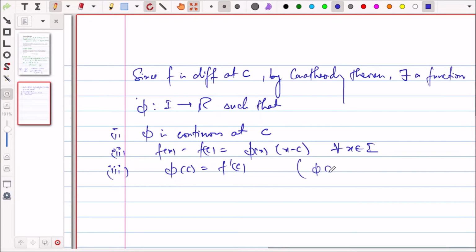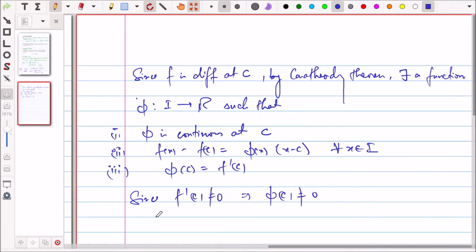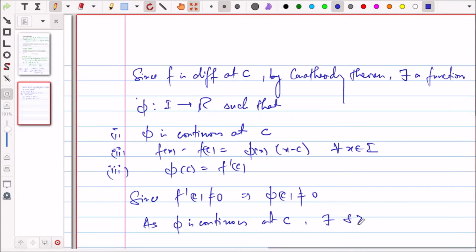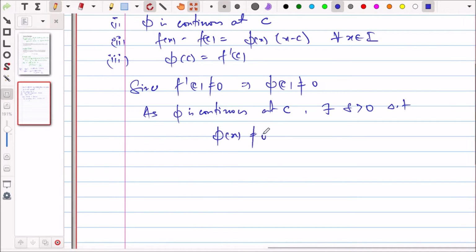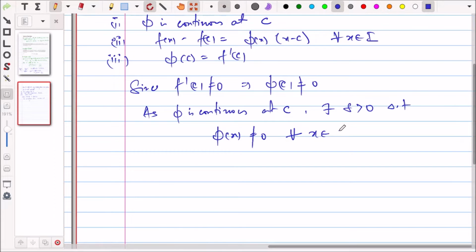So this implies phi c is non-zero, right? क्योंकि f dash c is non-zero. और non-zero है तो उससे क्या होगा? So since f dash c is non-zero, so this implies phi c is non-zero, and as phi is continuous at c, so there exists delta greater than 0 such that what will happen? Phi x is not equal to 0 for all x belonging to delta neighborhood of c, right? There will exist a delta neighborhood of c in which the function is not 0.